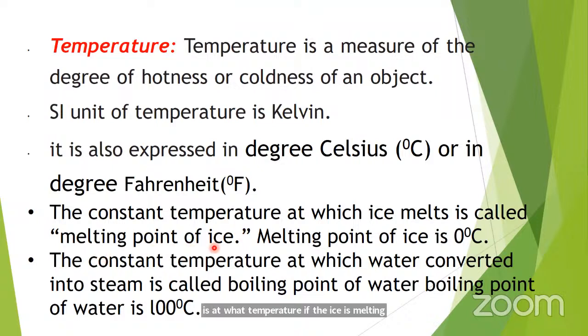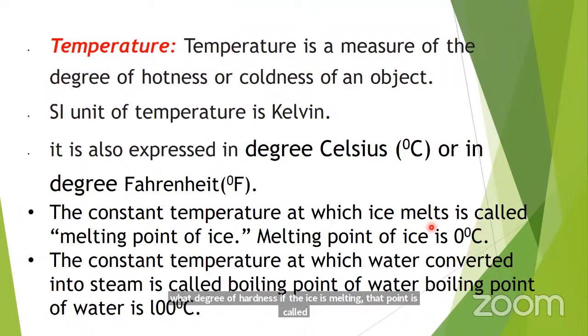If the ice is melting at a certain degree of hotness, that point is called the melting point of ice. Usually in the Celsius scale it is 0 degrees Celsius.